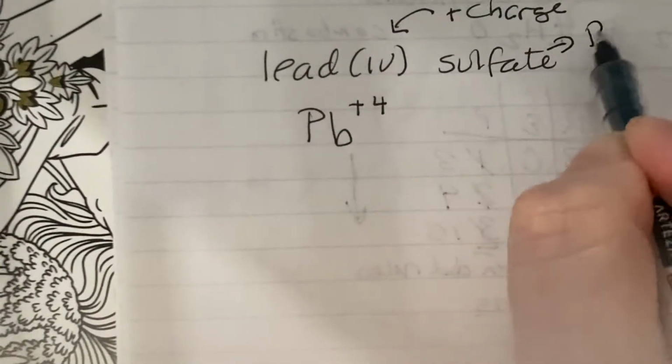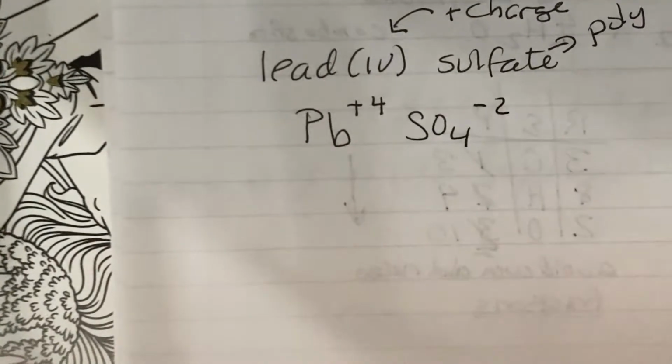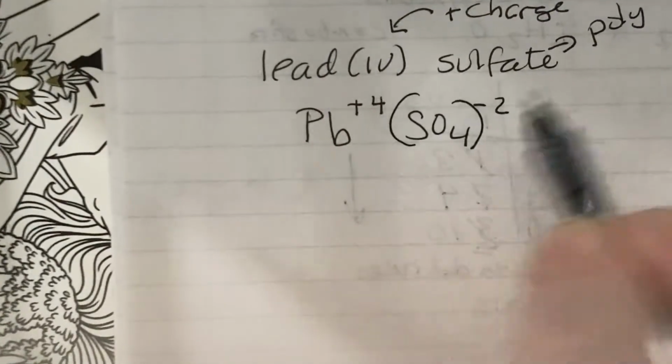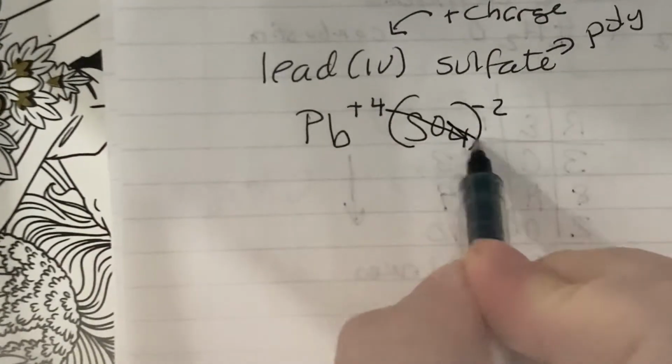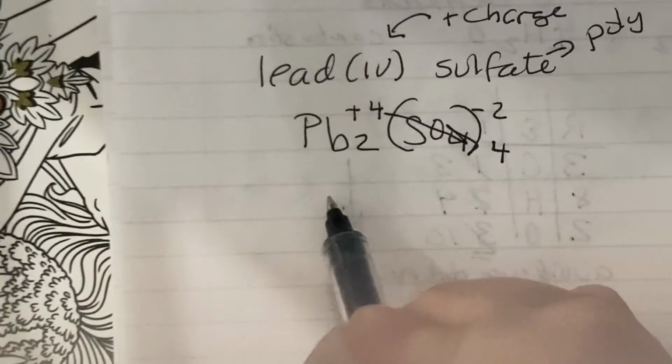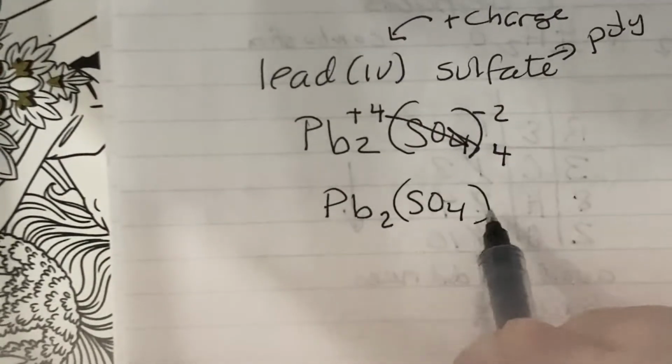Sulfate, we're going to get off the poly sheet: SO4 minus 2. Polys get parentheses. Don't say, oh, there's a 4 and a 4, so I'm done. You do have to crisscross. 4, 2. So I rewrite Pb2, (SO4)4.